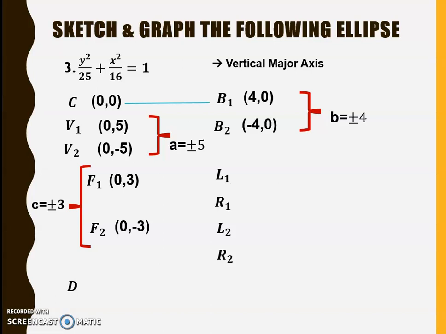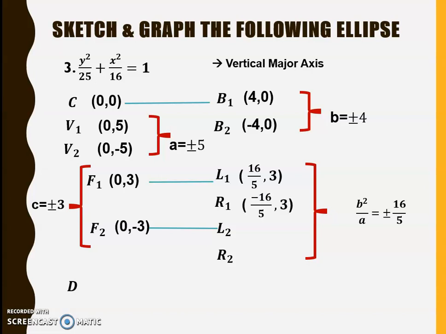How about the latus rectum? The latus rectum will be changes in x's, right? So this will be b squared over a, that will be 16 over 5, then 3. Then how about the remaining part? Negative 16 over 5 and 3. And how about the other side of the latus rectum? Negative 16 over 5 and negative 3, then 16 over 5 and negative 3.